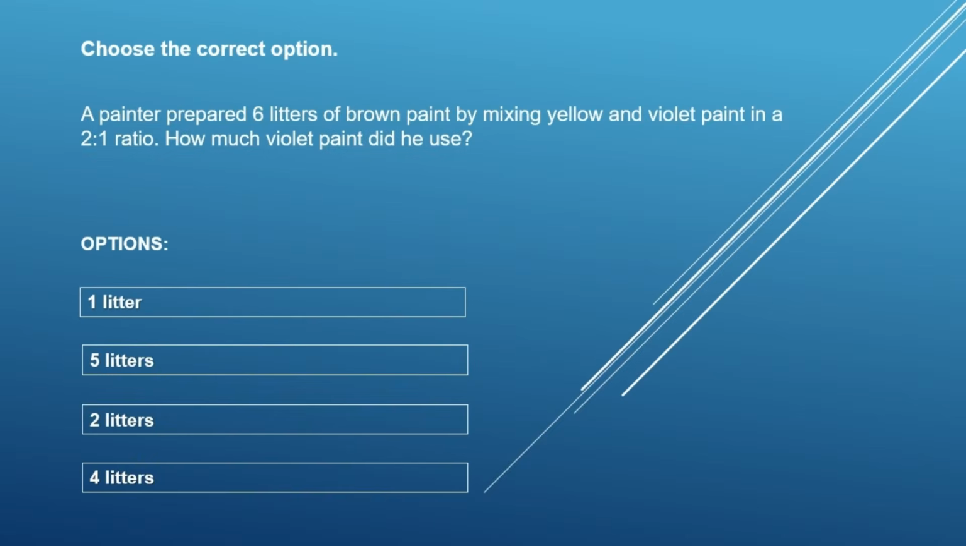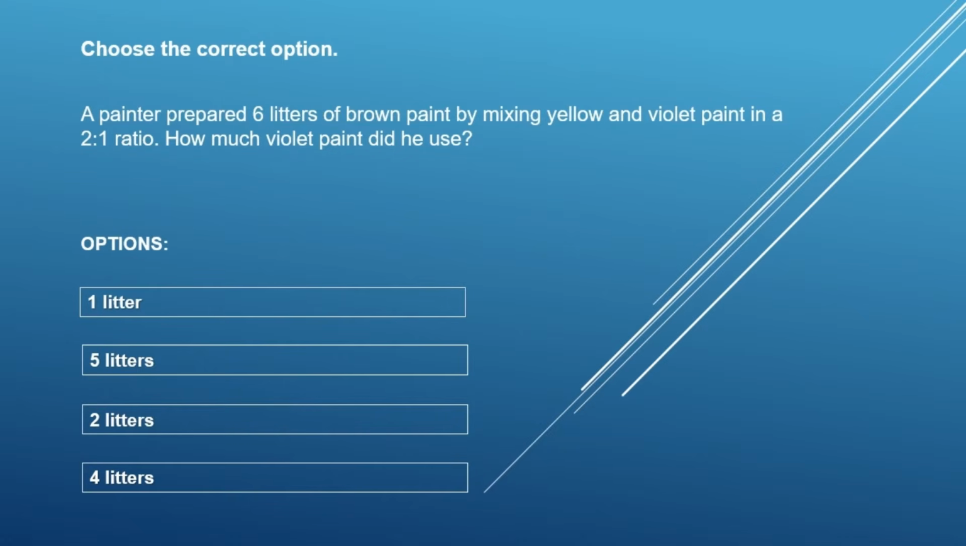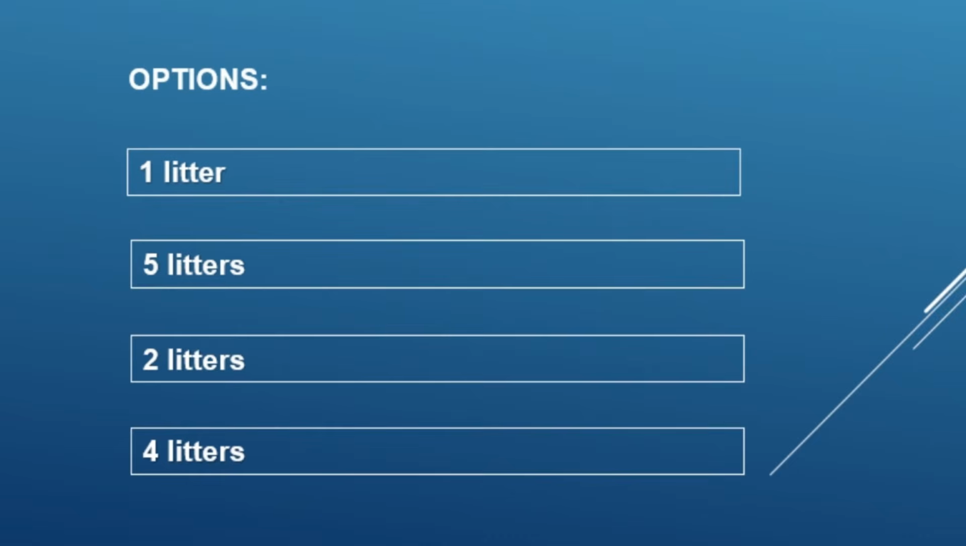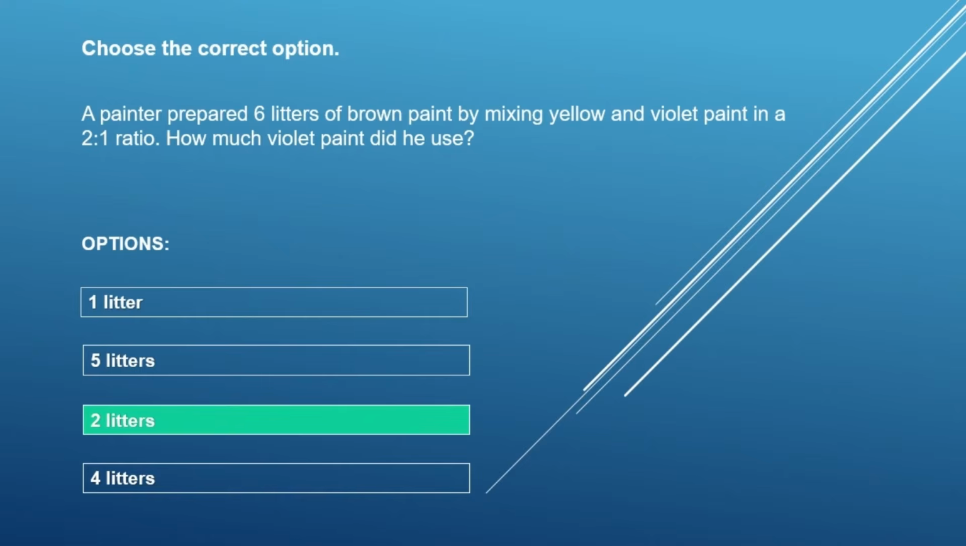So our first question says, a painter prepared 6 liters of brown paint by mixing yellow and violet paint in a 2:1 ratio. How much violet paint did he use? Now they have given us 4 options to choose from. By the way, this section is going to be MCQ based. As I said earlier, we must try to find solutions to each question within 24 seconds if we really want to attend all the questions. So the answer to this question is 2 liters.